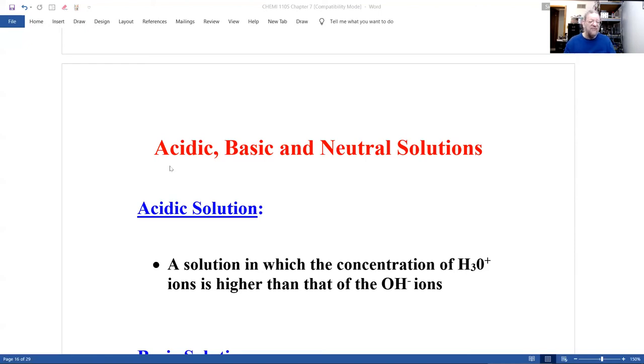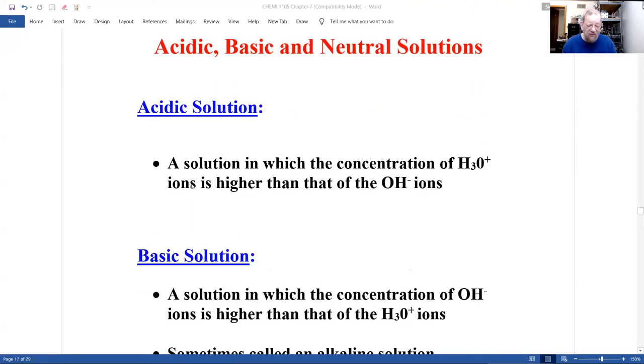Now, acidic solution, what is that? That's a solution in which the hydronium ion concentration is higher than the concentration of the hydroxide. One way to show that is the concentration of the hydronium H3O plus is greater than hydroxide. And when that happens, we call that acidic. Now you can go home and tell your friends, neighbors, and loved ones that your stomach's acidic because the hydronium ion concentration in your stomach is greater than the hydroxide.